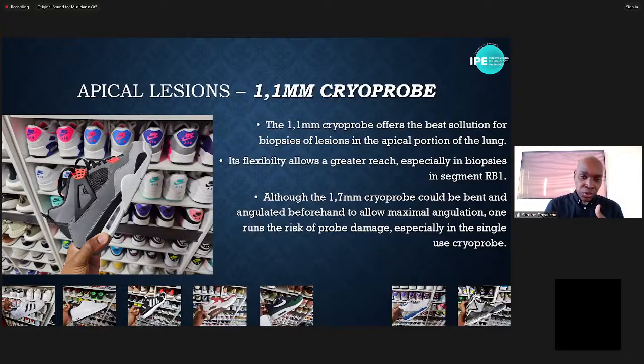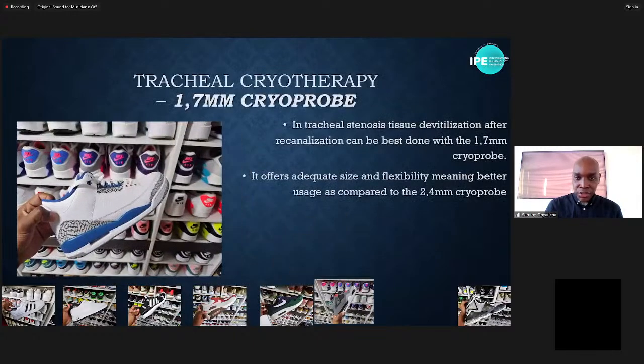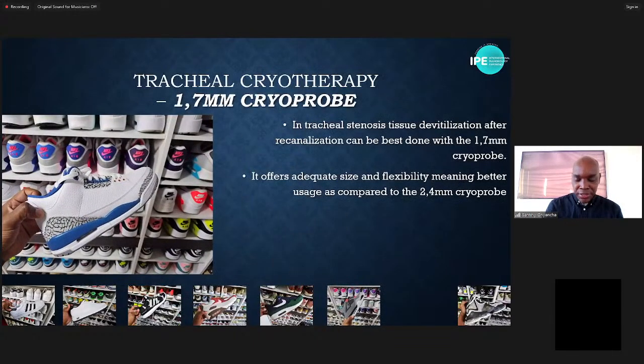With the 1.9, you could do a bit of an angulation where you bend the cryoprobe beforehand, and when you go into the bronchoscope with it, it's already angulated so you can move it up forward. With the newer cryoprobes, it's a little bit harder because when you bend it, you could run the risk of breaking it. So the easiest recommendation I give is just go for the 1.1 because you're more flexible. There's nothing more annoying than finding your way up into the right upper lobe and not having a cryoprobe that fits into it.